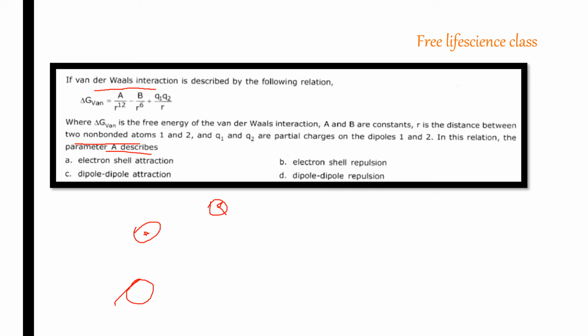If this is negative and this is negative, what will happen? They repel each other. So this is two non-bonded atoms. When they come closer, a repulsion will take place, and it is described for van der Waals interaction. In van der Waals interaction, a dipole-dipole repulsion will take place. So the answer for this question is option D.